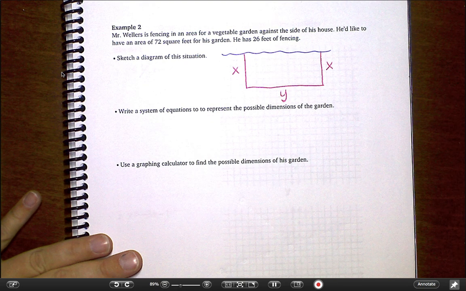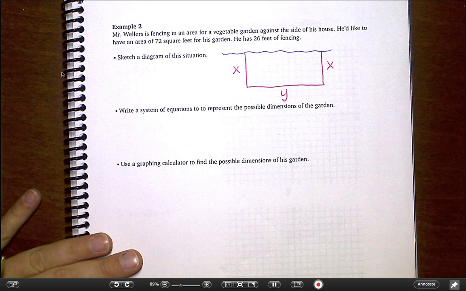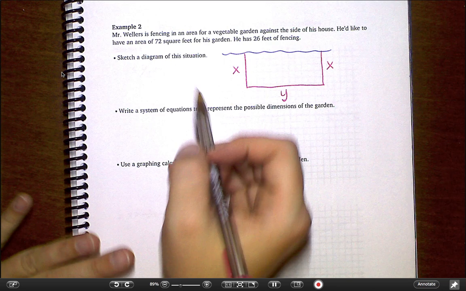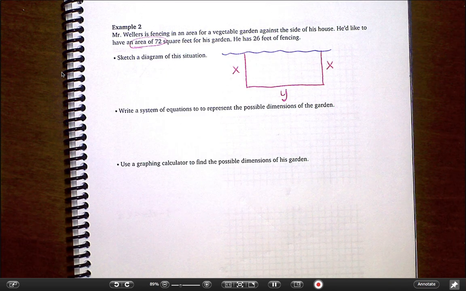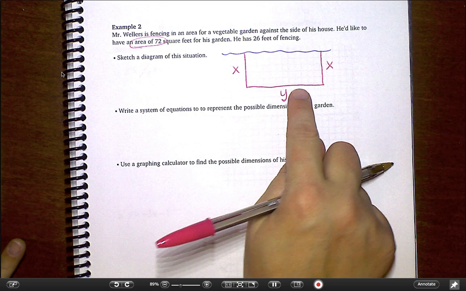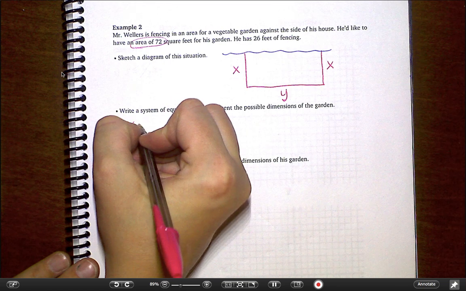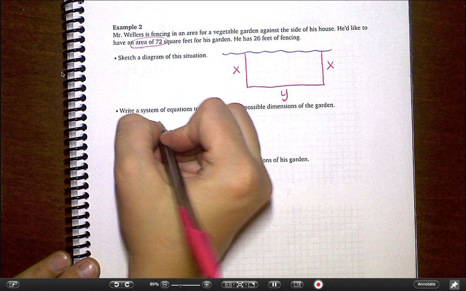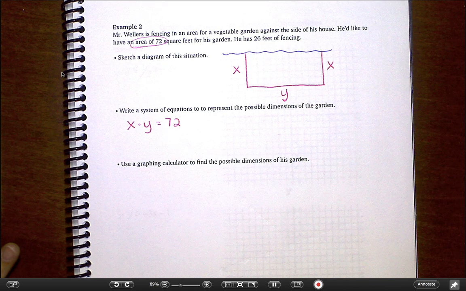So let's talk about an equation here for my possible dimensions. I have two pieces of information up here. I want to have an area of 72 square feet. So to get the area of this thing, my equation would be x times y, because that's length times width, has to equal 72.